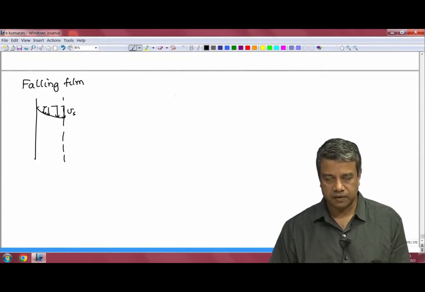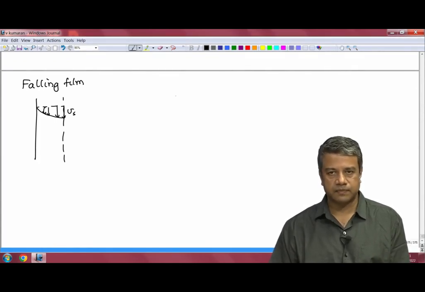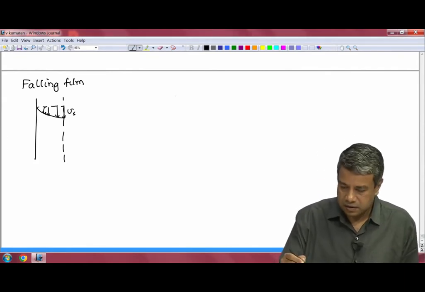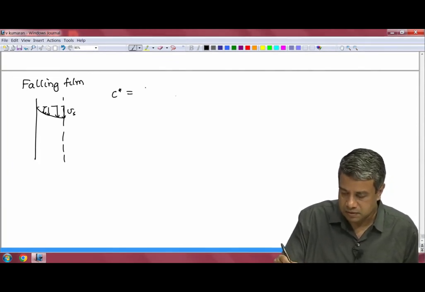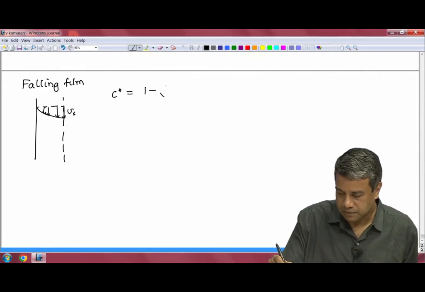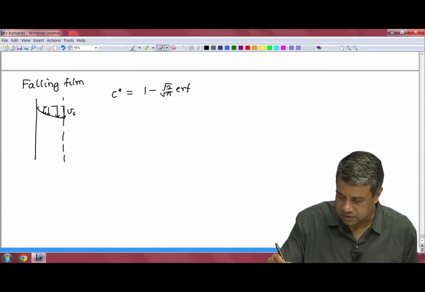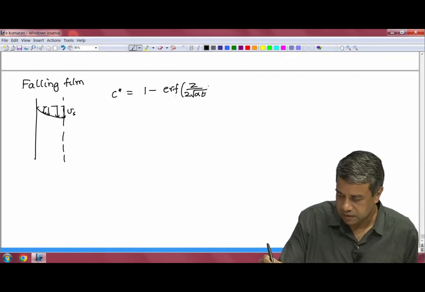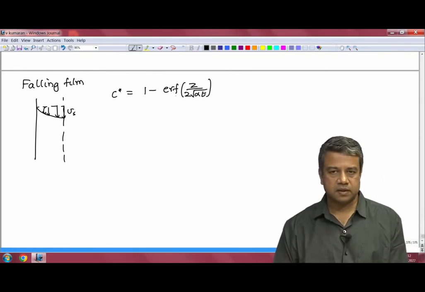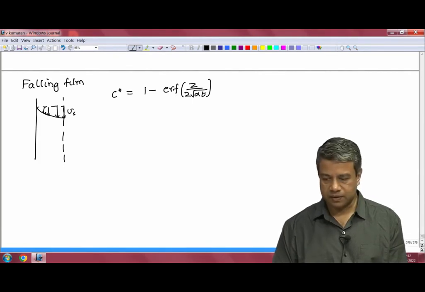So, we had done this heat transfer in a falling film. And there we had got the expression for the temperature, or in that case I think it was a concentration, C star is equal to 1 minus error function of z by 2 root alpha t. That was the scaled concentration profile that we had obtained.